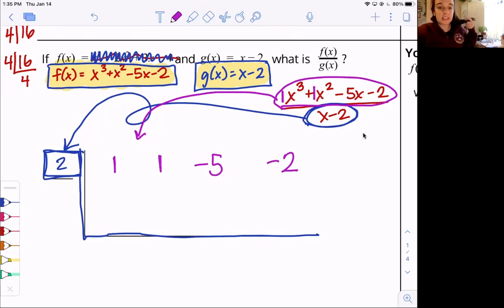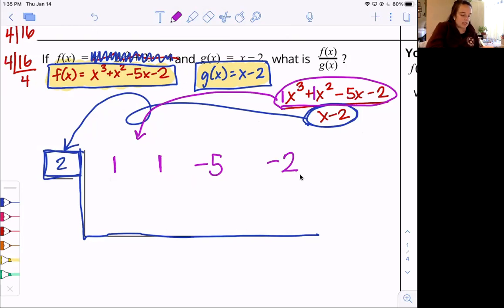So this is the setup process. Every time the process is going to be the same. We take the denominator, we flip it into this number right here. And then we take the coefficients, the numbers that go with x's, and we put them in a tall line like here. Okay. So this is the setup process.